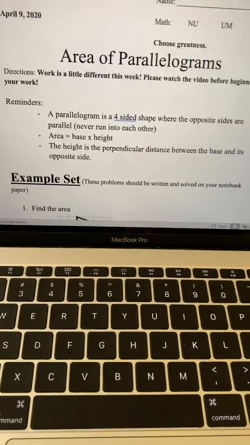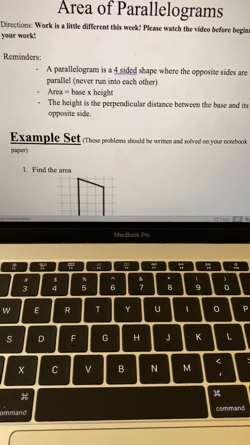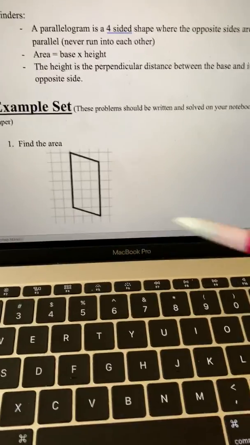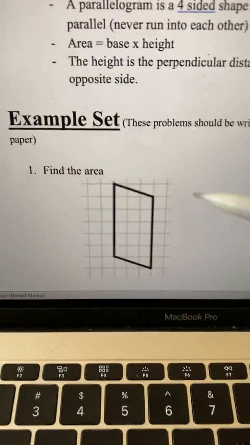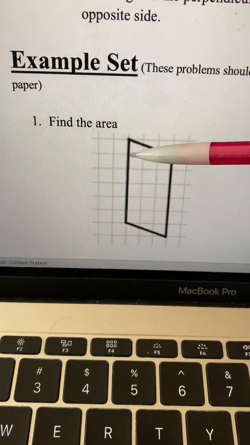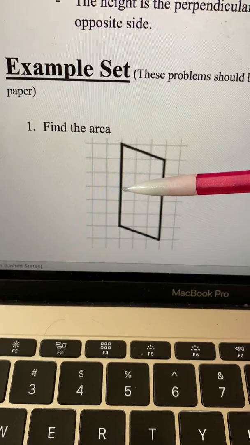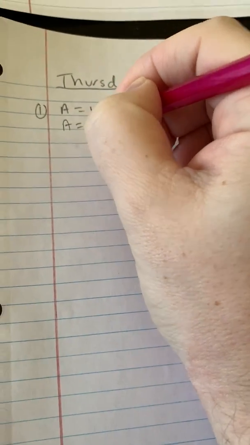A parallelogram has 4 sides. Remember that to find the area of a parallelogram, we just do base times height. So when I look at this first one, I'm going to write on my paper for number 1, area equals base times height, because I should always start with my formula. The base, I'm going to count. Make sure you're counting with me. This is 0, 1, 2, 3, 4, 5, 6. Gives me a base of 6.